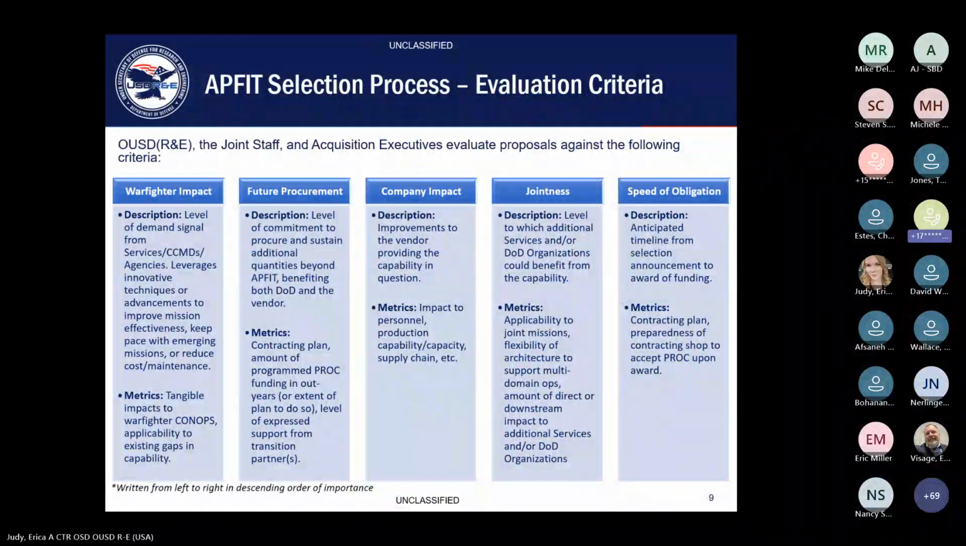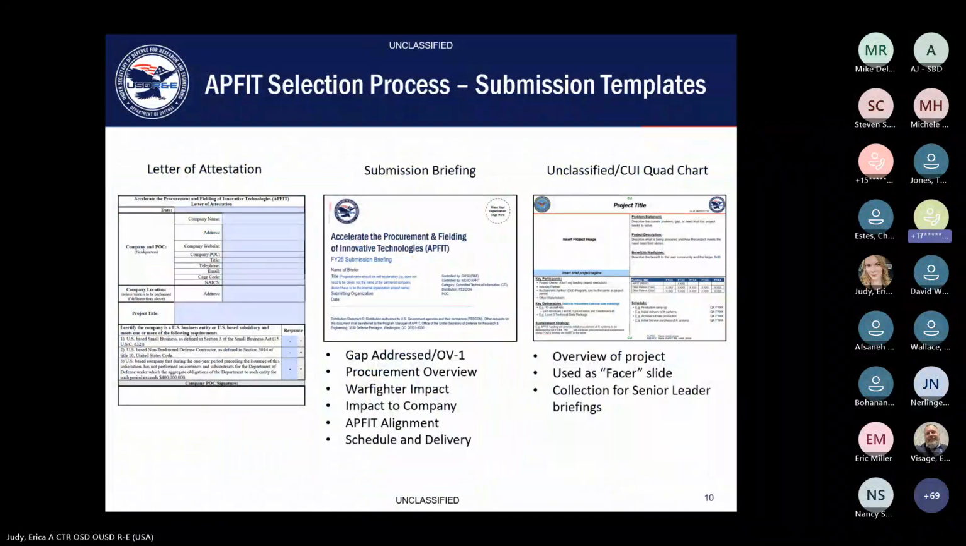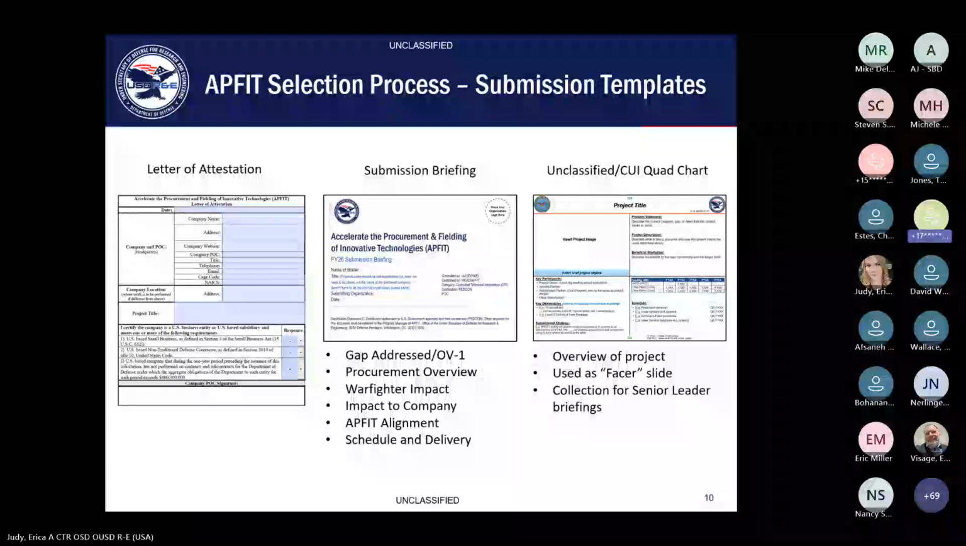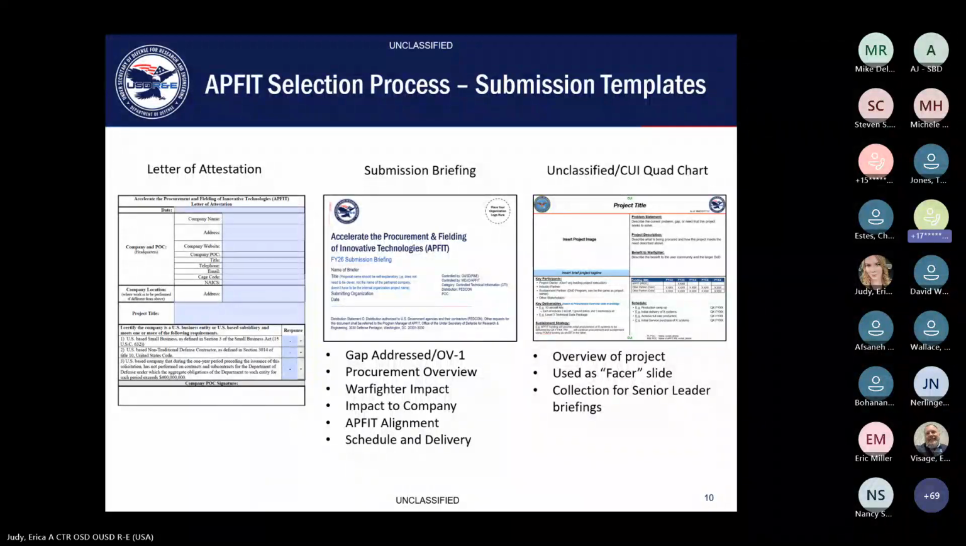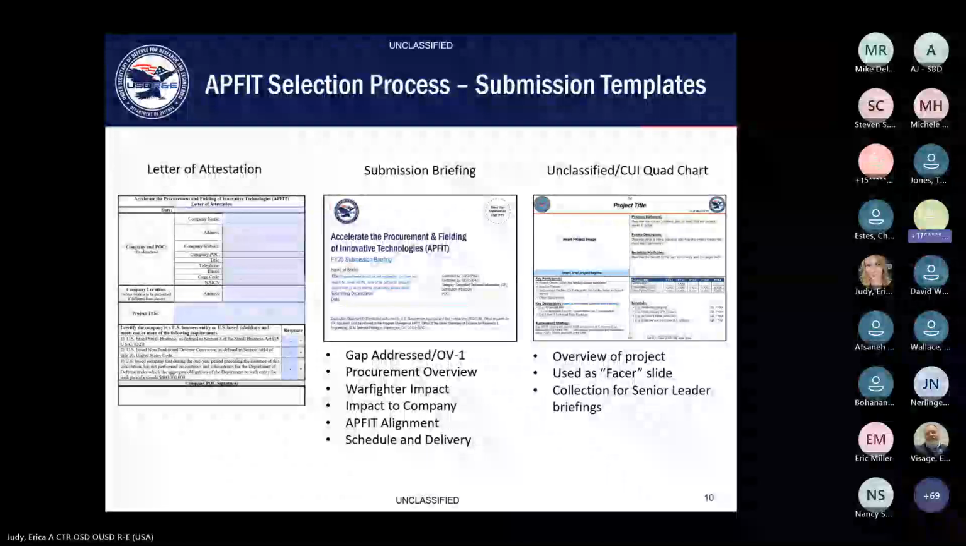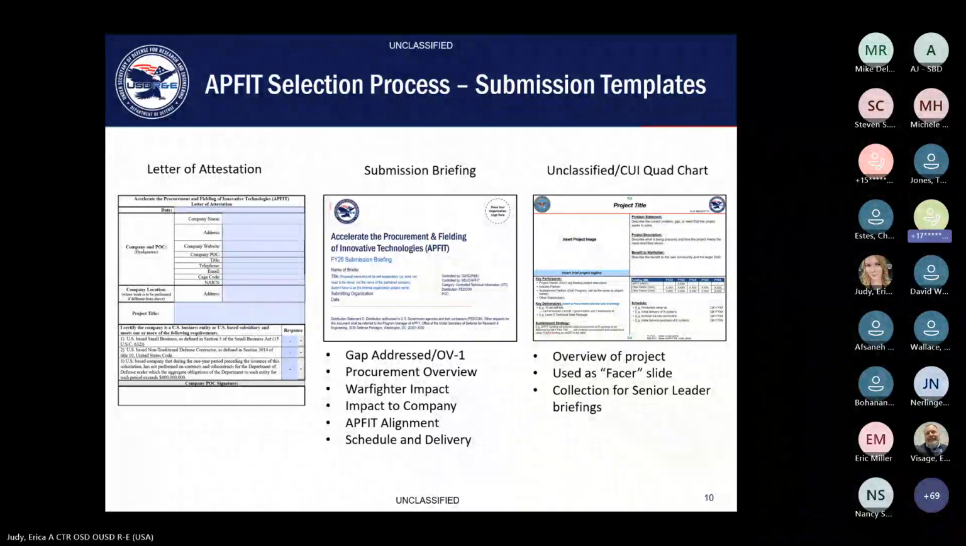All right, Erica, we can go to the next slide, because now this is really the bulk of what we're going to talk through today, going through each of the templates, how to fill them out, what you really ought to be focusing on in each part of it. So with that, Joe, I think over to you. Are you up on comms?